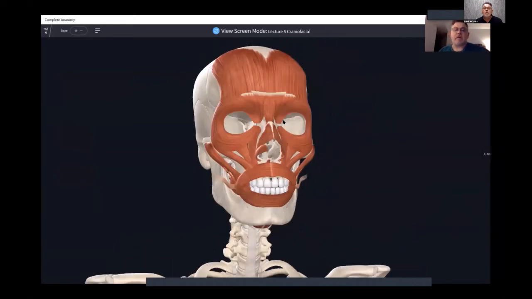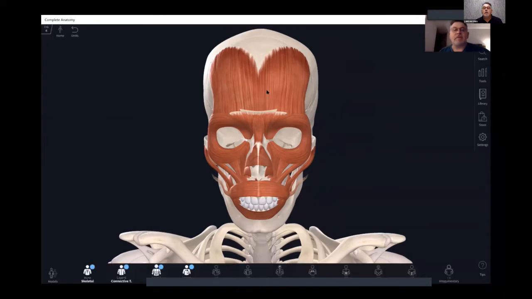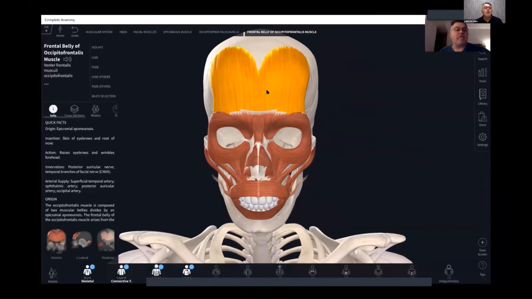And we'll just start with the big stuff and start seeing what we've got to work with here. So first off, let's look at the frontalis, or the frontal belly of the occipitofrontalis. Frontalis is the easier way. Its origin, the epicranial aponeurosis. Its insertion is the skin of the eyebrows and the root of the nose.